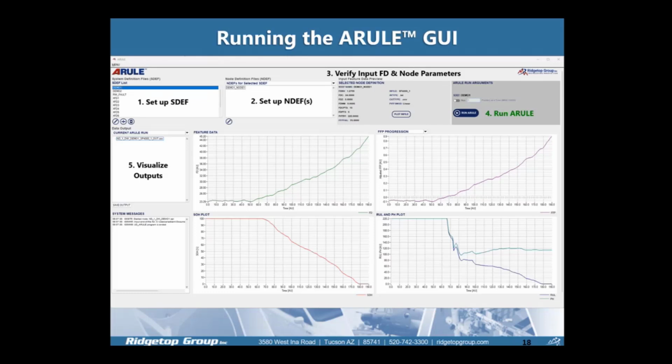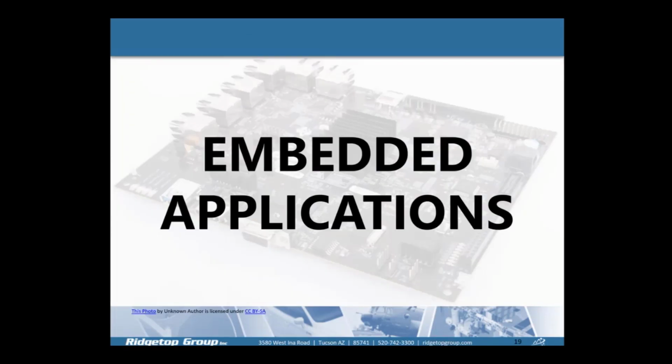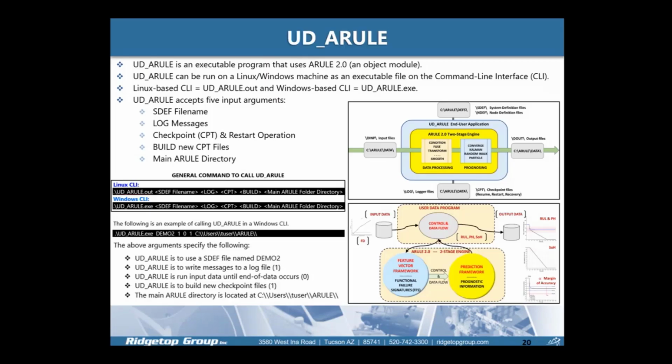So before we look at how ARU was embedded into other applications, let's look at the command line interface for ARU. That's something we call UD-ARU, or user-defined ARU. UD-ARU is an executable program that uses ARU 2.0, and the diagram for that is shown here on the right. UD-ARU can be run on a Linux or a Windows machine as an executable file using any sort of command line interface, terminal, or Windows PowerShell.